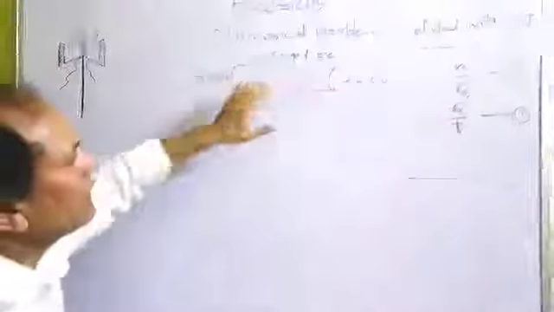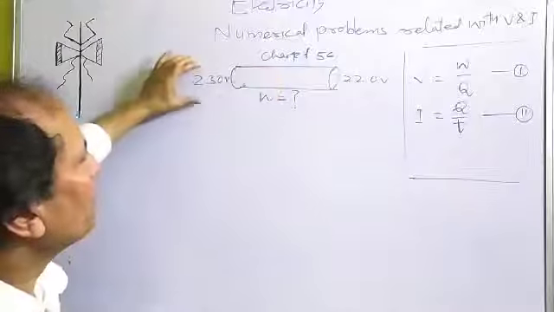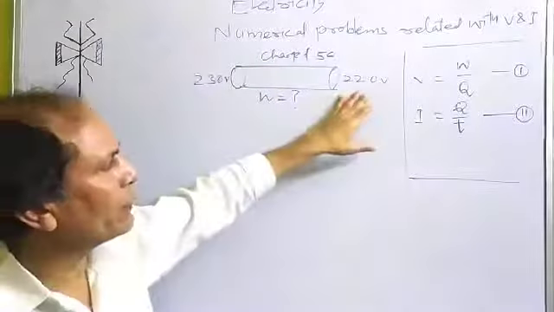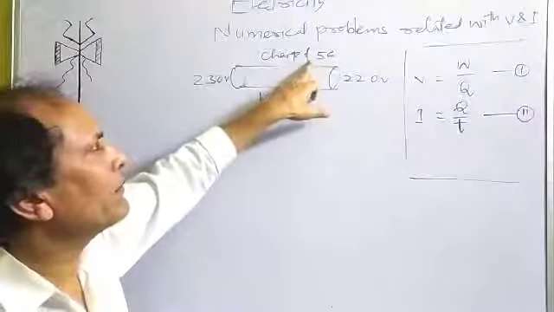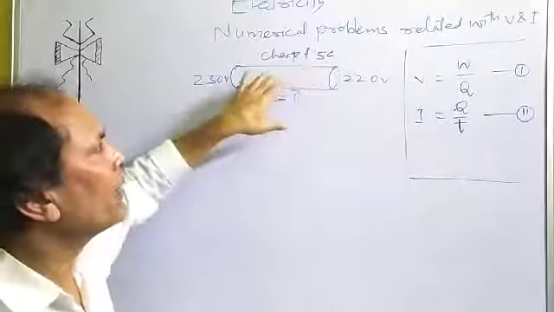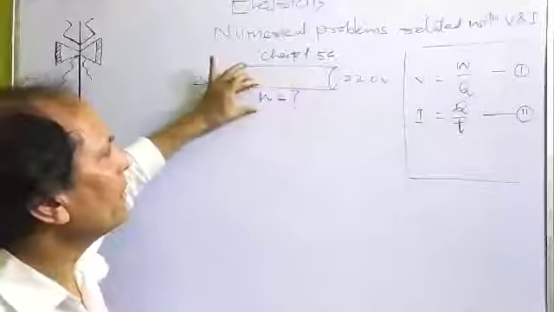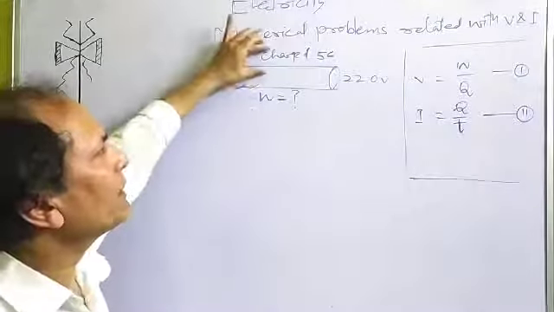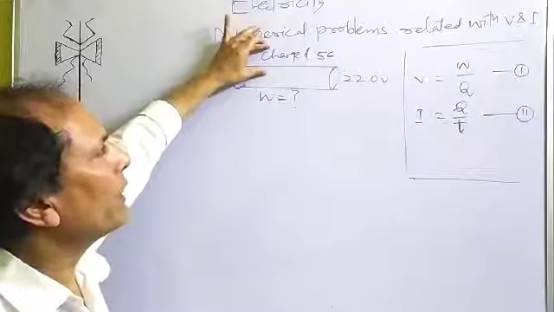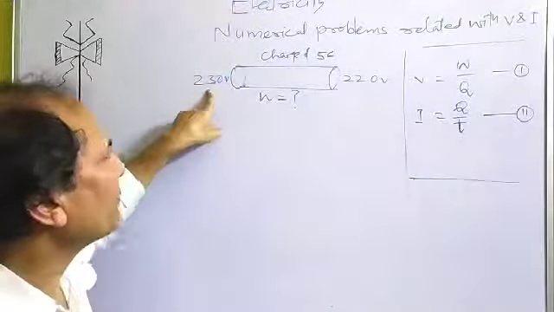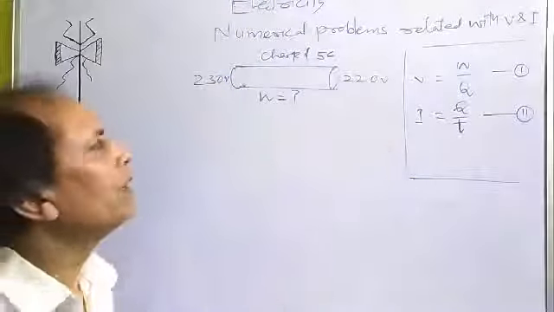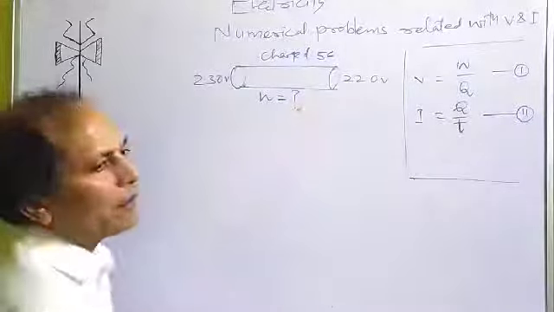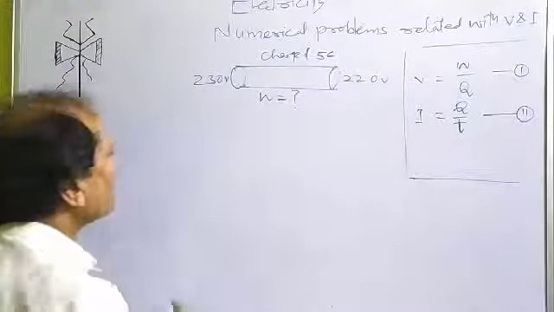Once again. In a conductor at the potential of 230 volt to 220 volt, if the charge is 5 coulomb, calculate the work done that takes place to transfer a charge of 5 coulomb at the potential difference of 230 volt to 220 volt. In this situation, first try to find out the real potential difference.